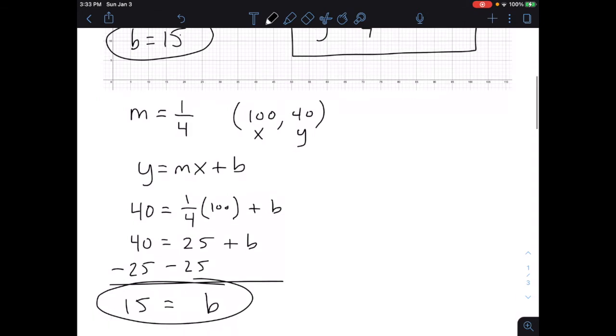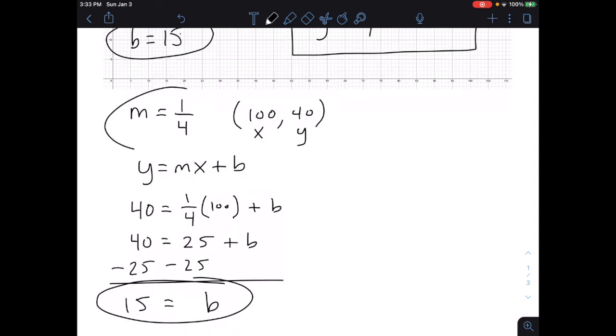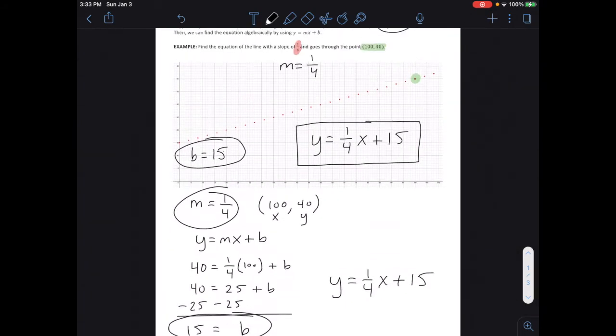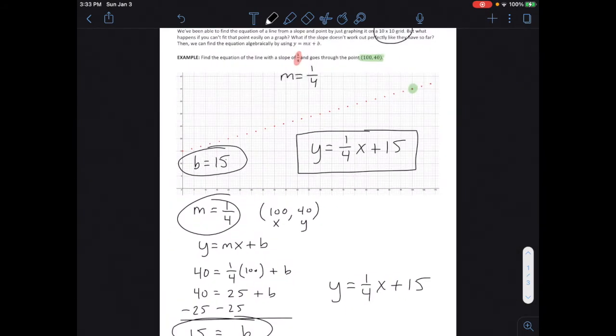So we have the b, we have the m here, so we can just write the equation y equals 1/4 x plus 15. Okay, so it saves us from having to use the slope to move and find all those points all the way back over to the y-axis.